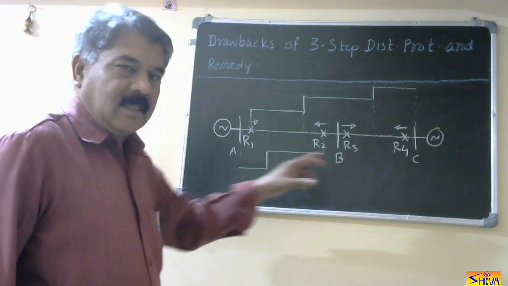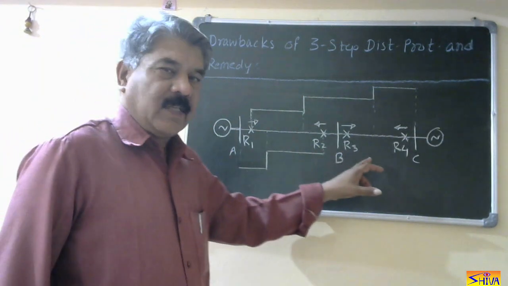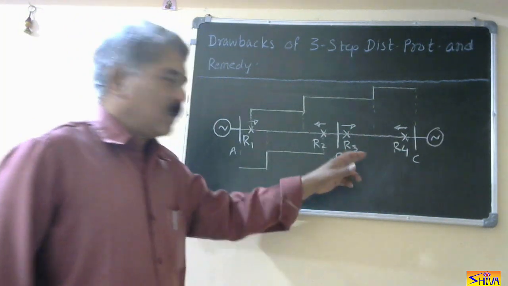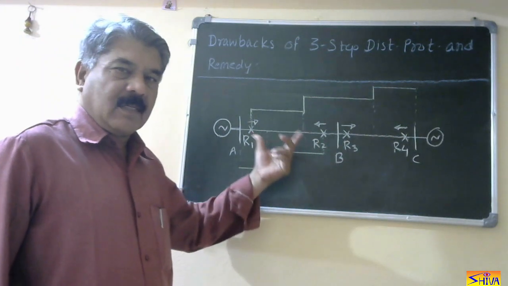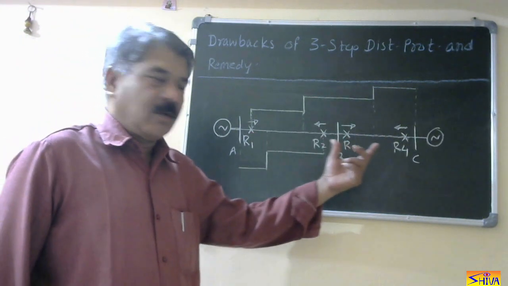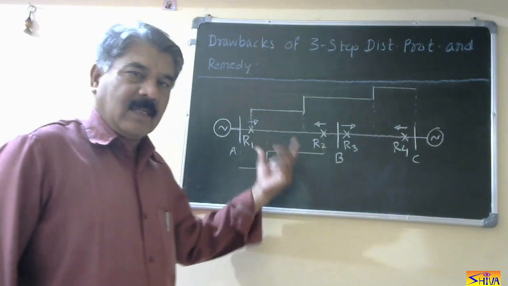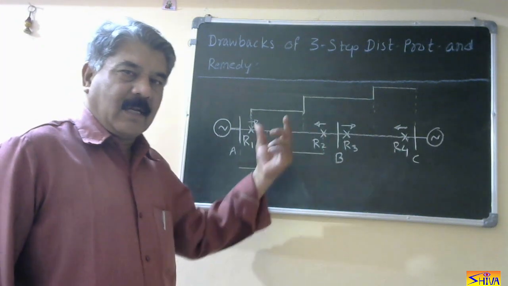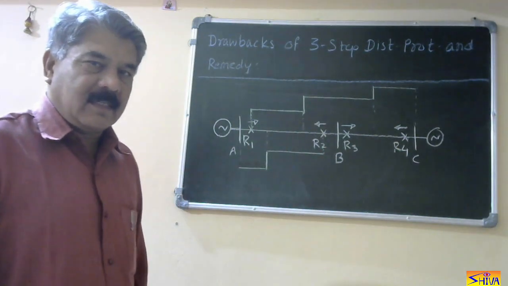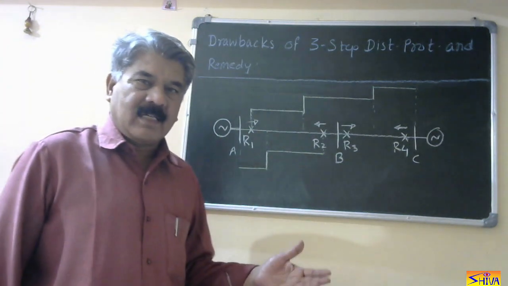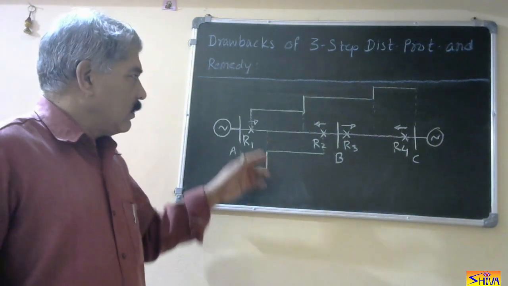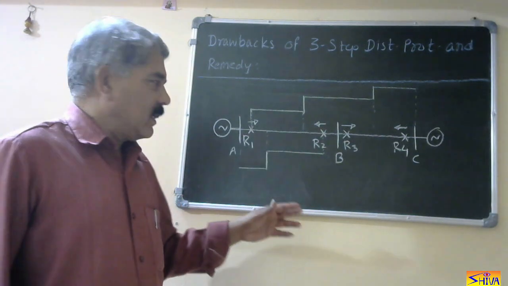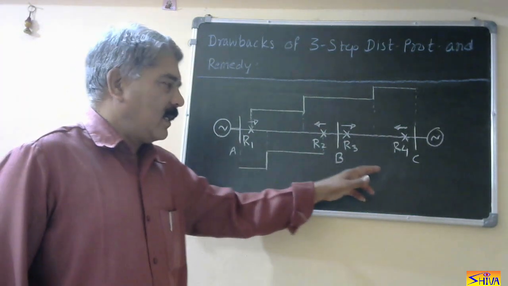Now consider this system. I have shown only two sections for simplicity. Sources are at both the ends, and I have sections A, B, B, C. We are installing relays at both the ends because sources are at both the ends. These are distance relays, so they must have directional features. If it is a Mho relay, no separate directional element is required, and if it is an impedance relay or reactance relay, then we have to use a separate directional element. So R1, R2, R3, and R4.